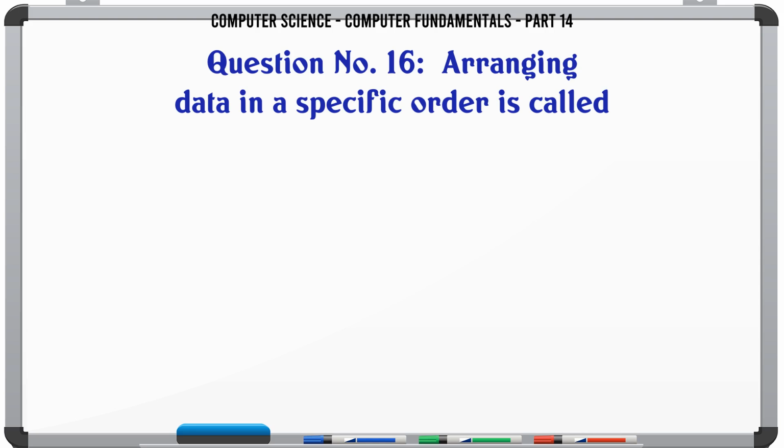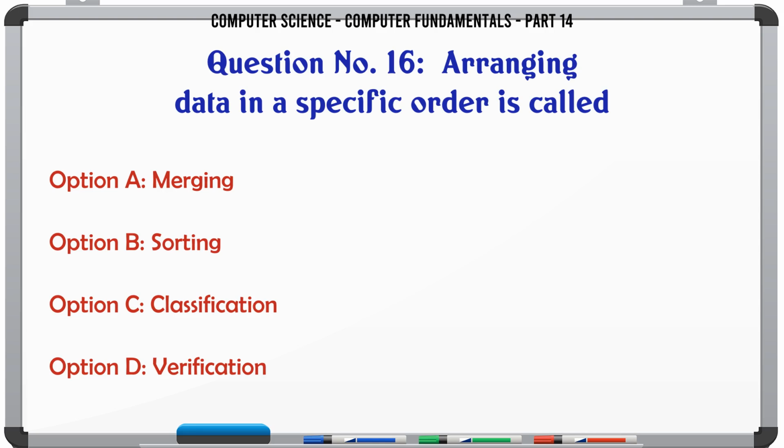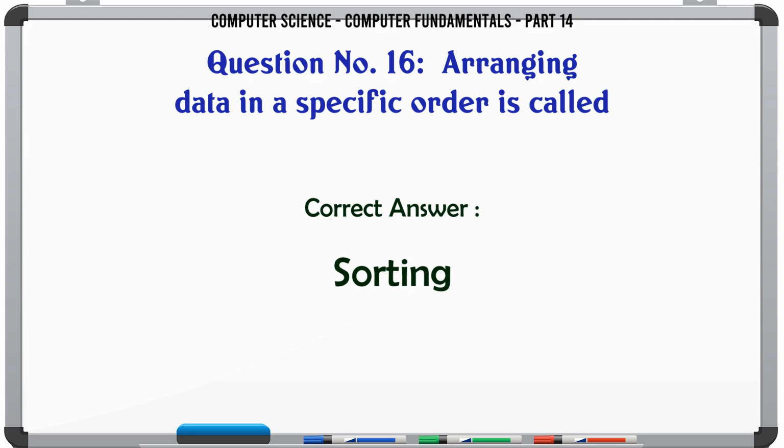Arranging data in a specific order is called A. merging, B. sorting, C. classification, D. verification. The correct answer is sorting.